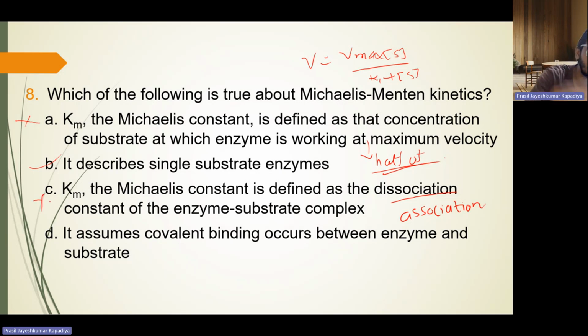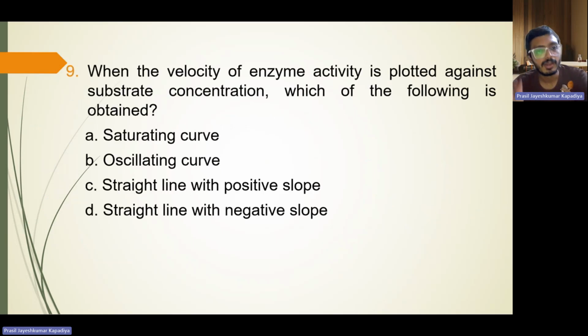So this is wrong. It assumes covalent binding occurs between enzyme and substrate. This is completely wrong. It does not assume covalent. It assumes non-covalent. Okay. So my correct answer is answer B. Okay. When the velocity of enzyme activity is plotted against substrate concentrations, which of the following is obtained?